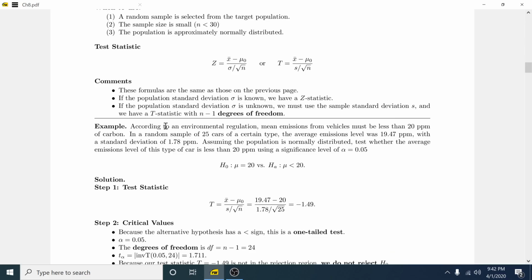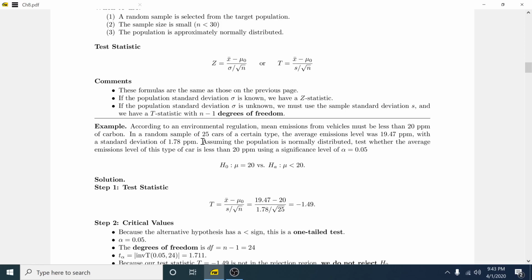So this says, according to an environmental regulation, mean emissions from vehicles must be less than 20 parts per million of carbon. In a random sample of 25 cars of a certain type, the average emissions level was 19.47 parts per million, with a standard deviation of 1.78 parts per million. Assuming the population is normally distributed, test whether the average emissions level of this type of car is less than 20 parts per million using a significance level of alpha equals 0.05.